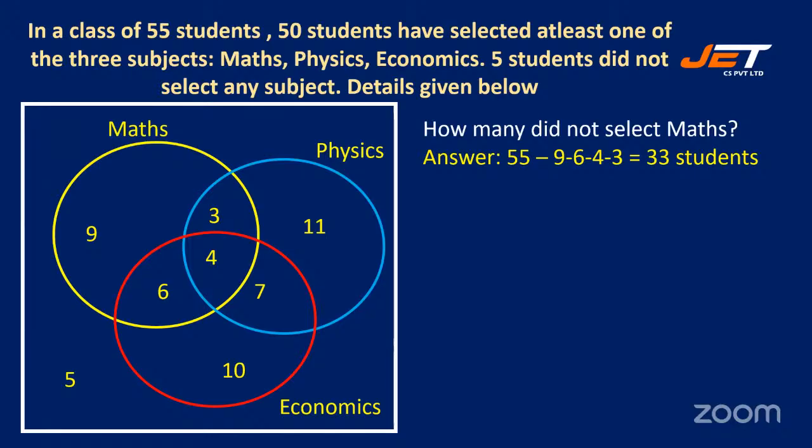So from the total, you are deducting those who have selected maths. That's all. So you will get those who have not selected maths. So 55 minus 9 minus 6 minus 4 minus 3 will give you 33. Right. Or 5 plus 10 plus 7 plus 11.